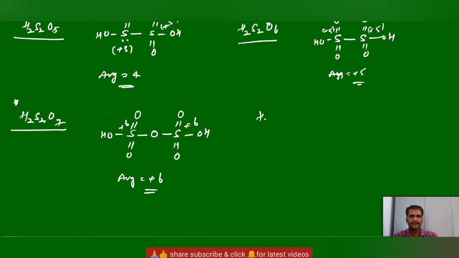Next, one more important, this also very important, H2S2O8, Marshall's acid, the peroxydisulfuric acid. Two sulfuric acid molecules can be connected by one peroxide linkage. In the previous case, that is Caro's acid, one sulfuric acid is linked by one peroxide linkage, and here two sulfuric acids, one peroxide linkage.